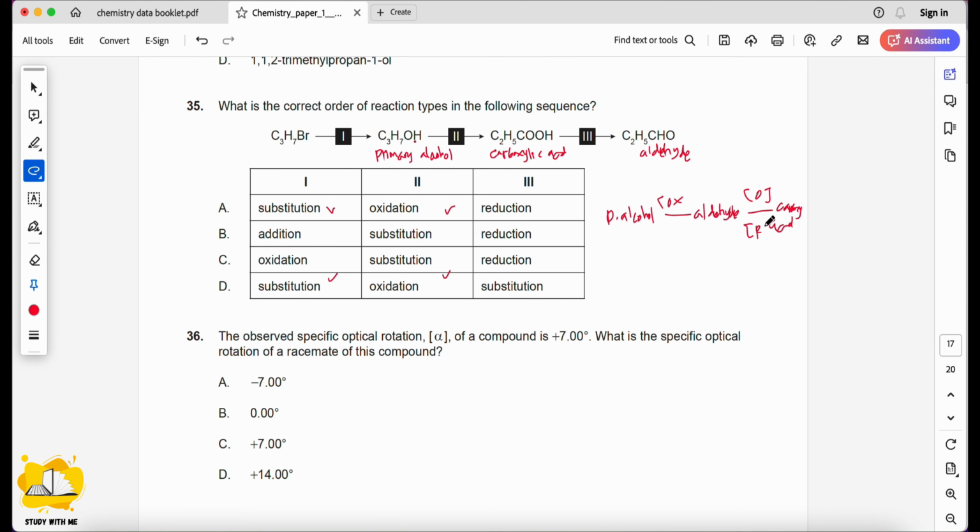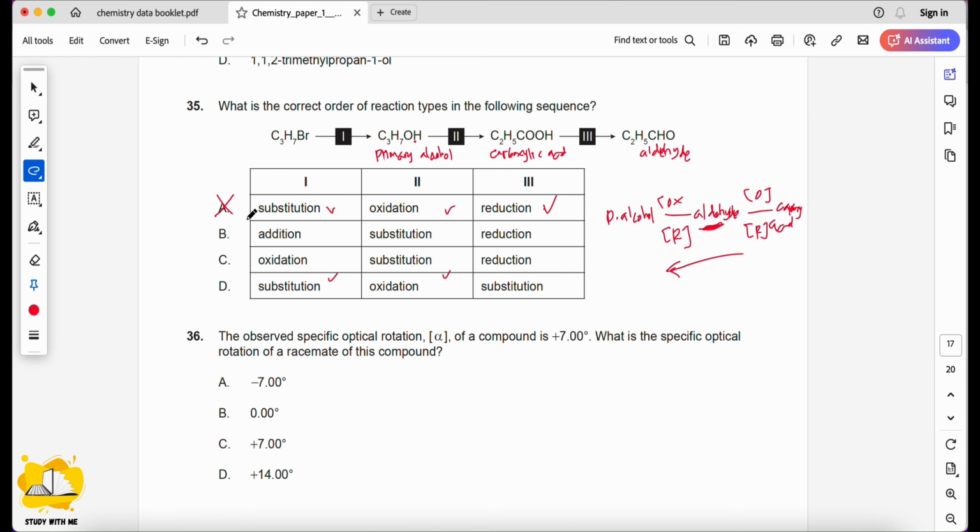And if you do reduction, it will be the other way around. So if a carboxylic acid experiences reduction, it will produce an aldehyde. So this will be reduction. That's why the answer is A.